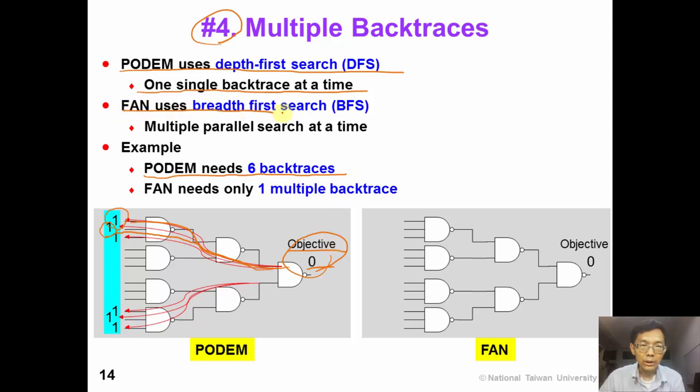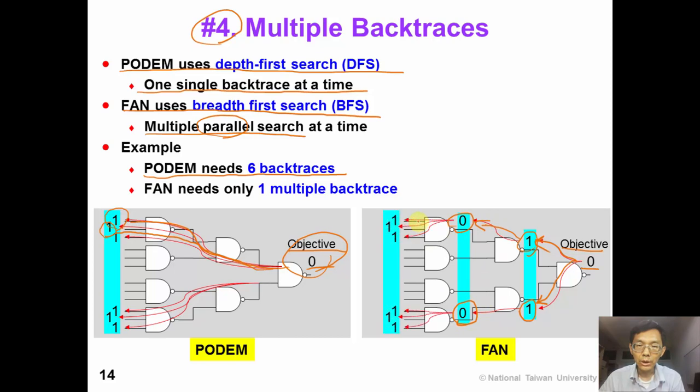However, the FAN algorithm uses the concept of breadth first search, BFS. That means the FAN algorithm performs multiple parallel searches at a time. For the same circuit and the same objective value, the FAN algorithm would perform parallel multiple backtrace. So there are 2 objective ones, and then there are 2 objective zeros. And eventually, there are 6 ones backtraced at the same time. We can see that the FAN algorithm is much faster than the PODEM algorithm.